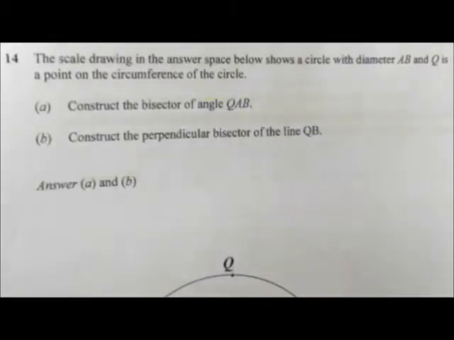Okay, this is AHS Paper 1 2010 Prelim Paper Question 14. The scale drawing in the answer space shows a circle with diameter AB. Q is a point on the circumference of the circle. Construct the bisector of angle QAB. Construct the perpendicular bisector of the line QB.